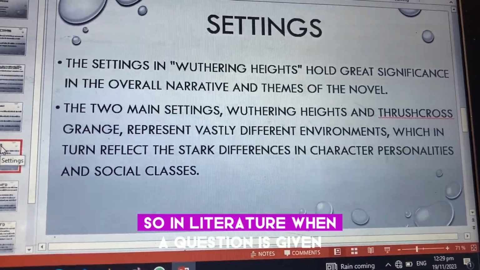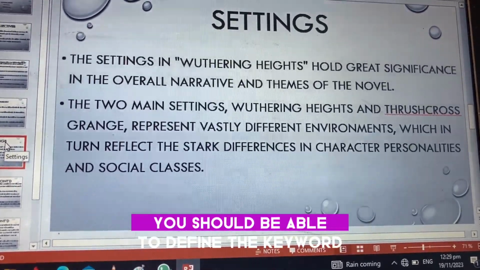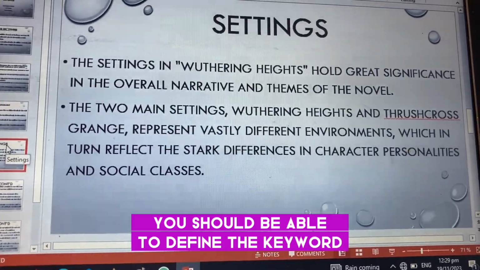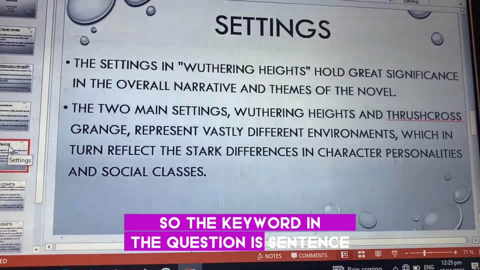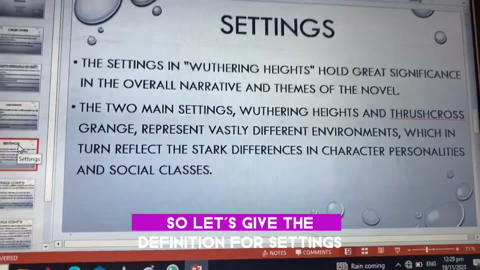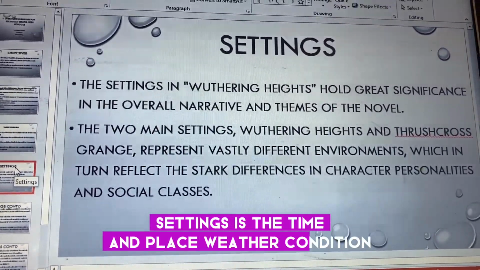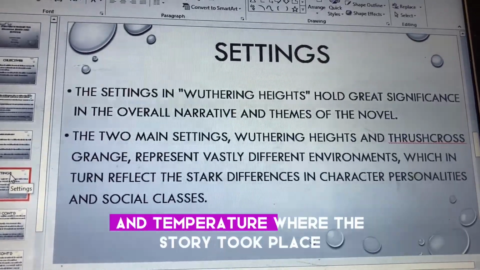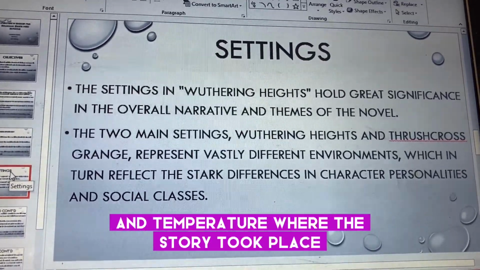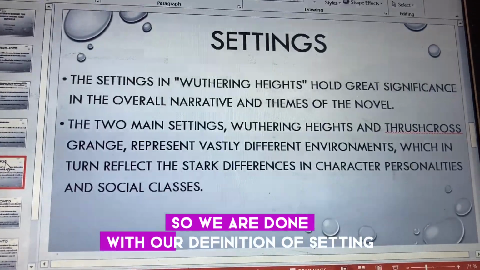So in literature, when a question is given, you should be able to define the key word. The key word in the question is settings. So let's give the definition for settings. Settings is the time and place, weather condition and temperature where the story took place. So we are done with our definition of settings.